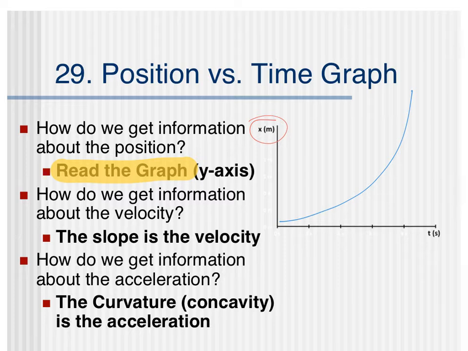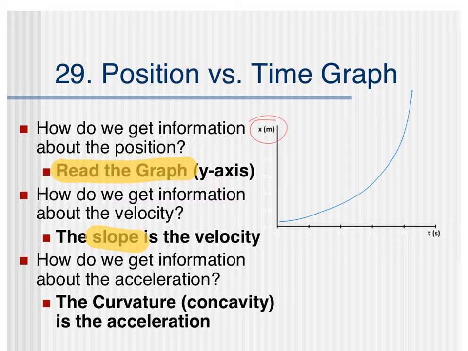How do we get information about the velocity? We can sum that up in one word, and that word is slope. Everything you need to know about the velocity is contained within the slope because the slope is the velocity. Whether it's positive or negative depends on if it's a positive or negative slope. If the slope's increasing or decreasing, that tells us the velocity is increasing or decreasing. Everything that we need to know about velocity we can get from the slope of the graph.